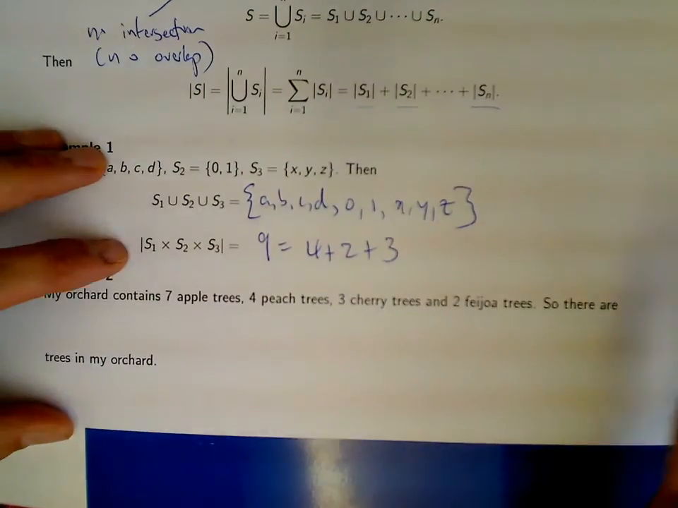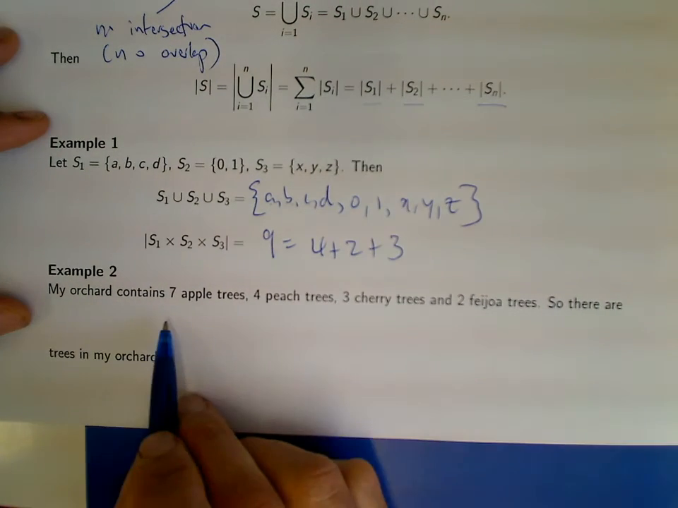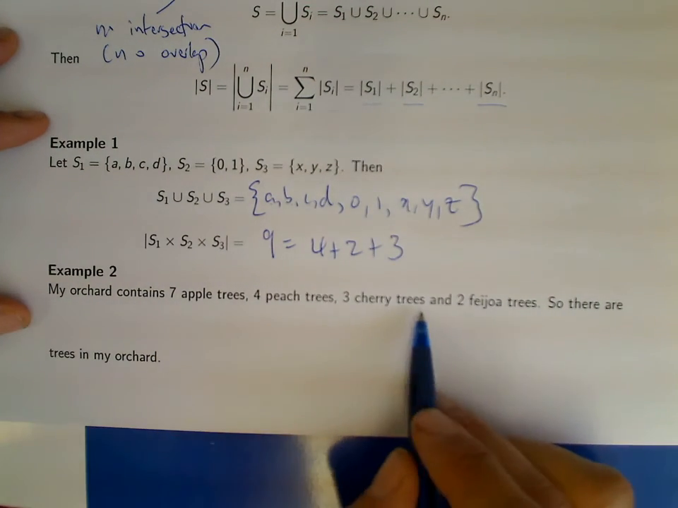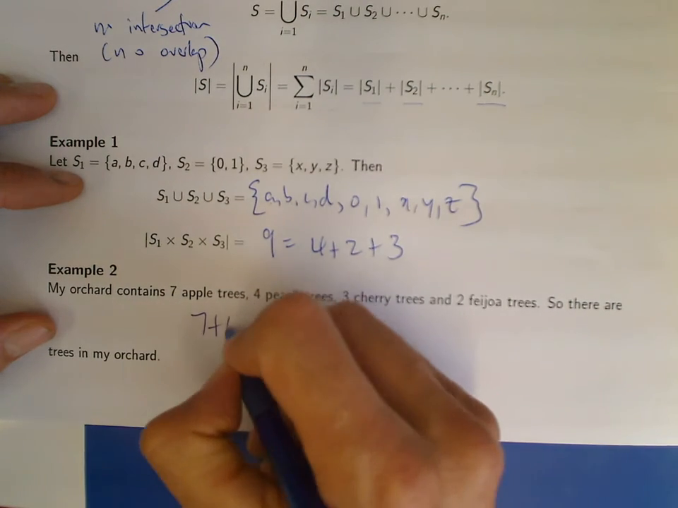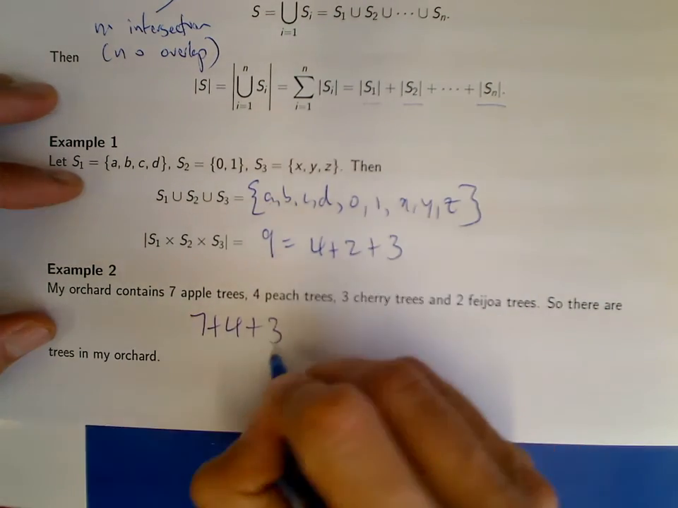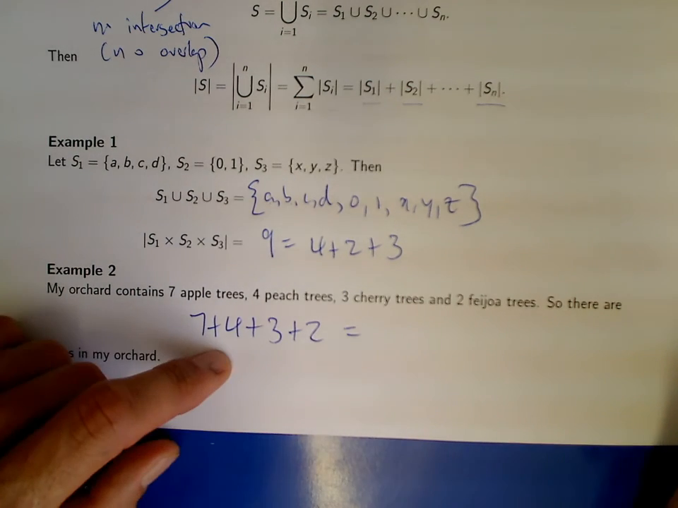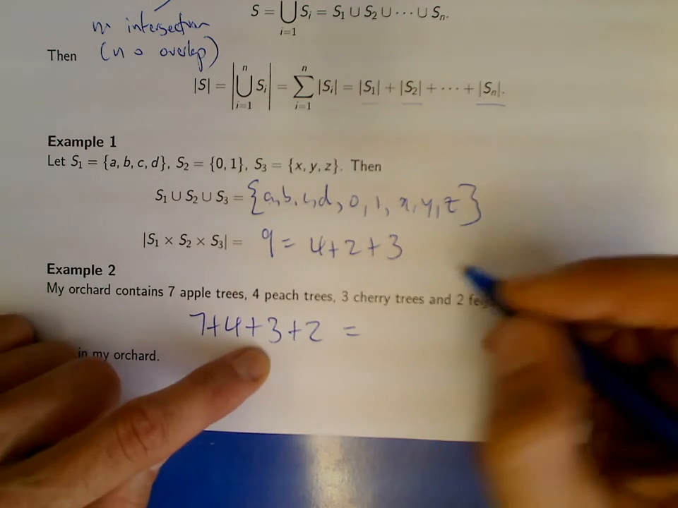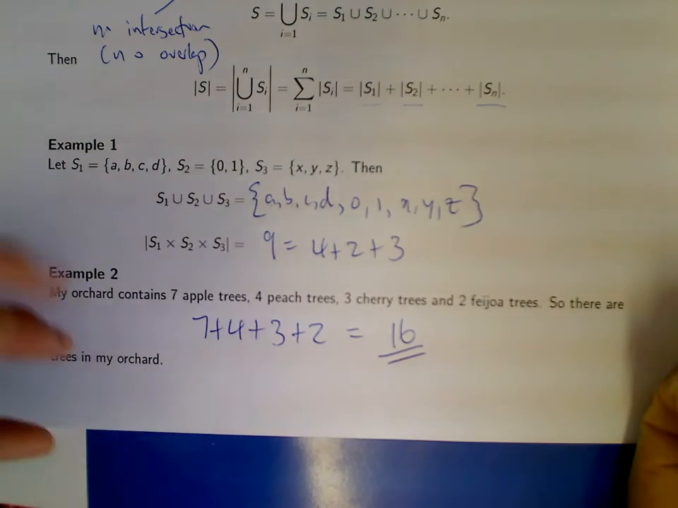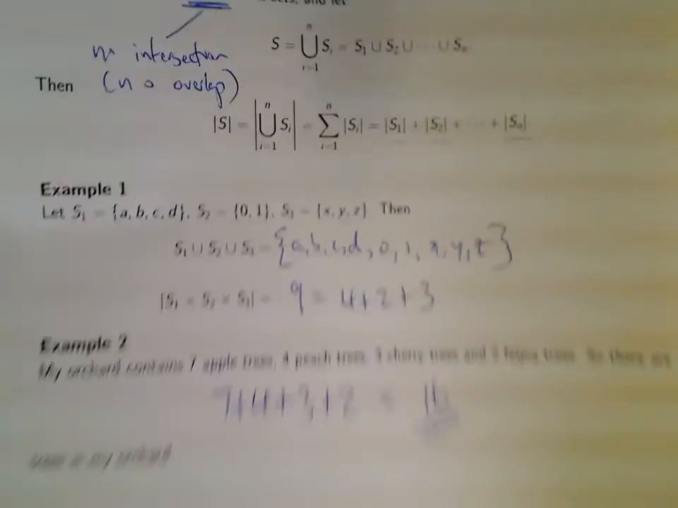Why am I learning this in TJ Mathematics? It's kind of obvious. All right, second example: my orchard's got 7 apple trees, 4 peach trees, 3 cherry trees, and 2 feijoa trees. So obviously I just add those up to find the total number of trees in my orchard. I really wish I'd planted more cherry trees. I really like cherries. What's that come out to? 16, I think. Yep.